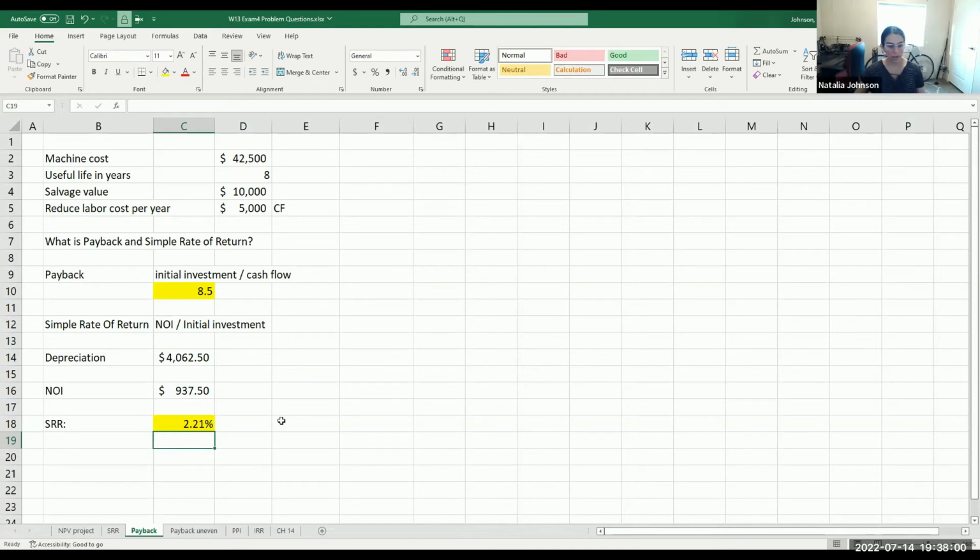Okay. So this is how we found payback if the cash flow is the same for every year, because they say that it's 5,000 every single year.